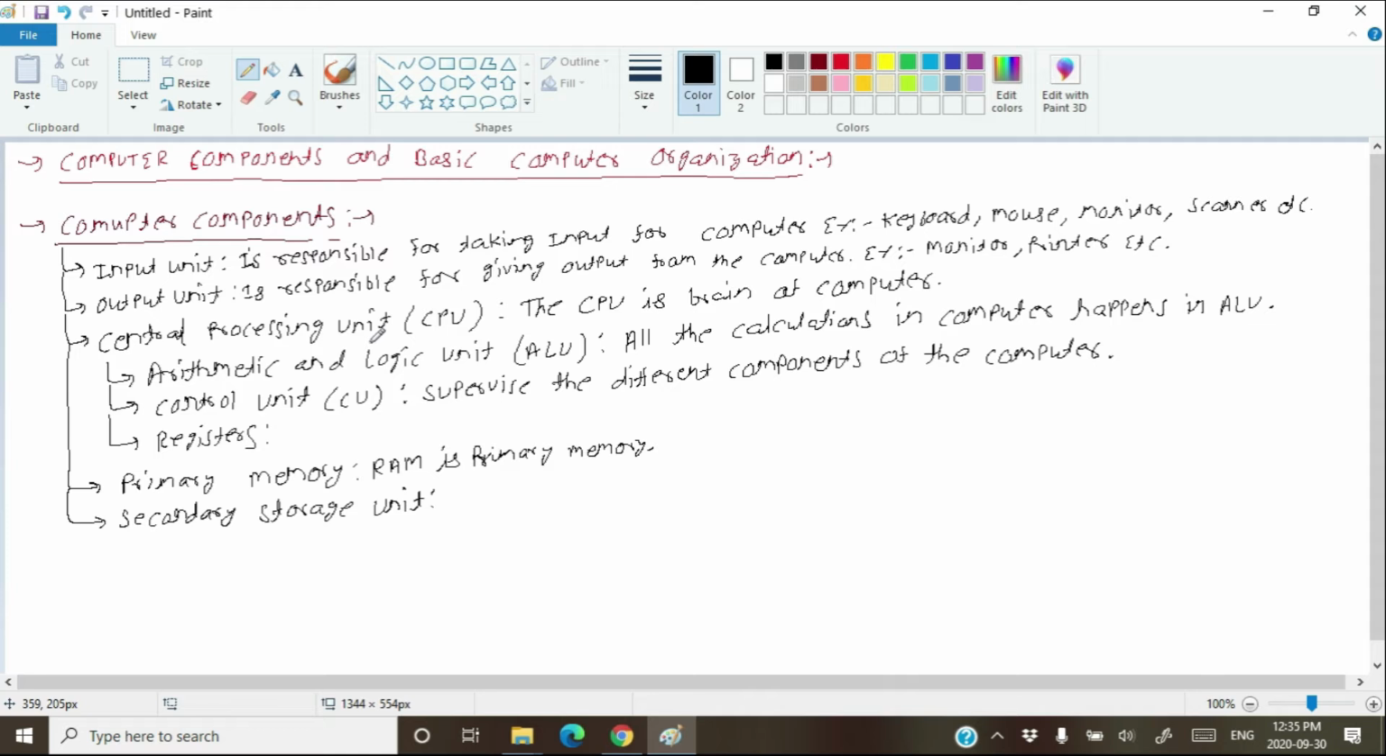CPU cannot directly access the secondary storage unit. CPU can only directly access the primary memory. That's why whenever you have to execute something which is permanently stored on your secondary storage unit, you have to take it to the primary memory, then only that program can execute.